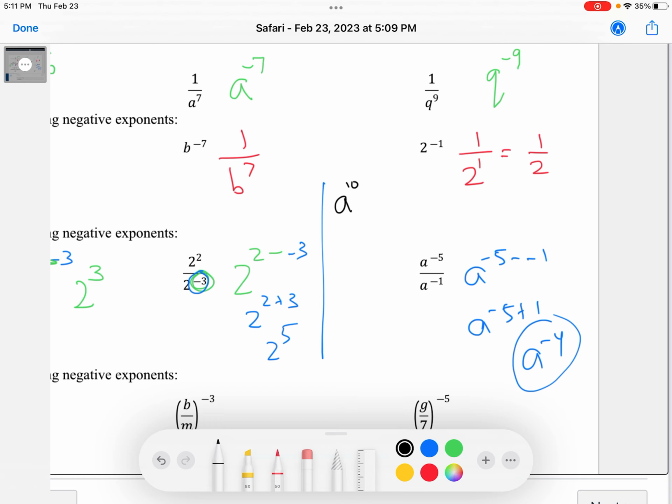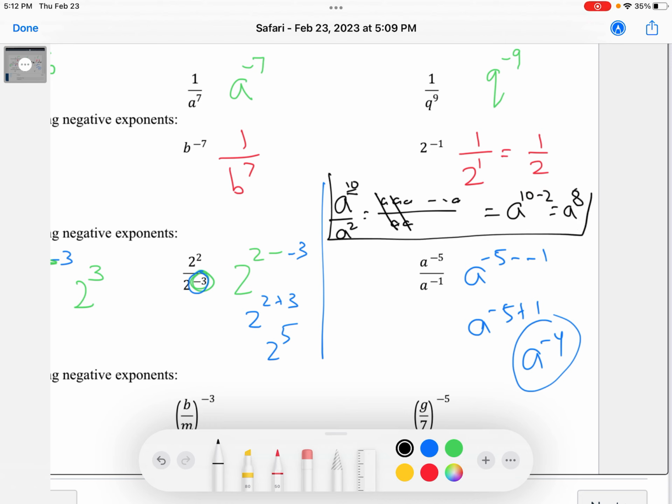The simple example is this: a to the 10th over a to the 2nd. This is 10 a's on top, and 2 a's on the bottom. And if we cancel 2 from the bottom, then that 10 now is 2 less than it was before. So that's a to the 8th. So we're subtracting exponents. That's all we're doing.